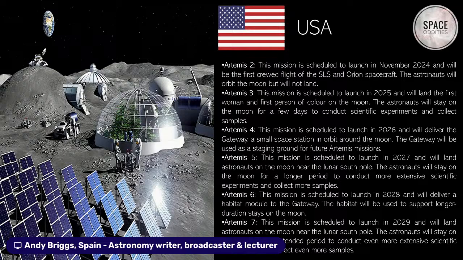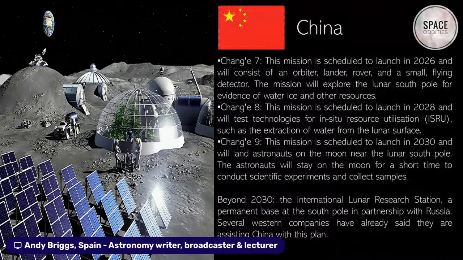Then we've got Artemis 6 in 2028, delivering a habitat module to the Gateway. Artemis 7 launching in 2029, where the astronauts will stay on the moon for even longer to do valuable scientific work and collect and analyze more samples.